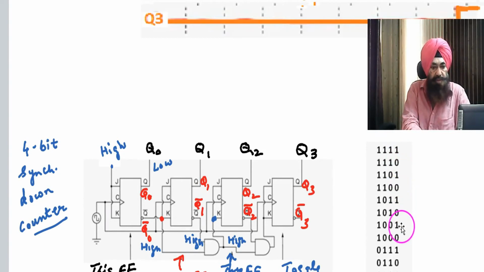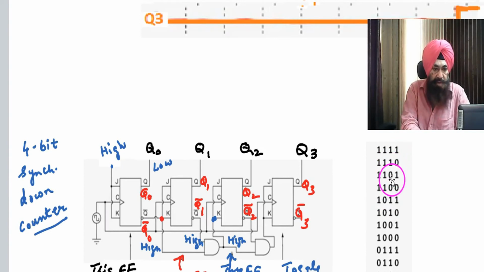Now one thing is important here: the first column is toggling 1 0 1 0 1 0 1 0 like that. Now the second column toggles when a 0 comes: it toggles 1 to 0. When 0 comes, it toggles 0 to 1. 0 comes, it toggles 1 to 0. 0 comes, it toggles 0 to 1, like that.